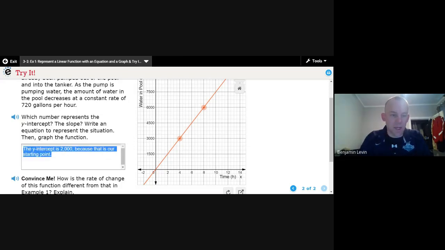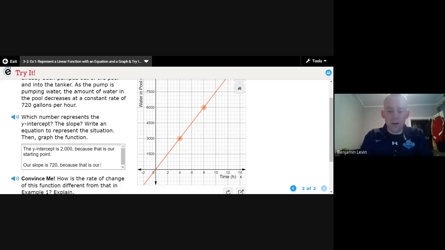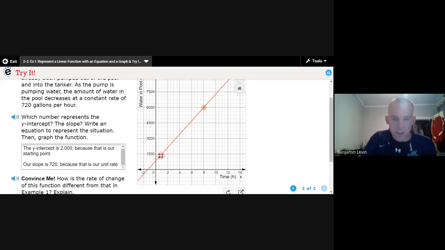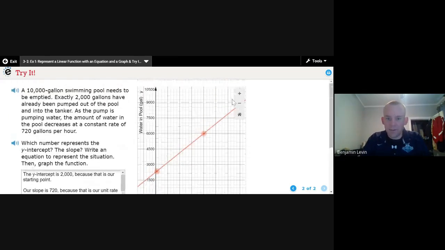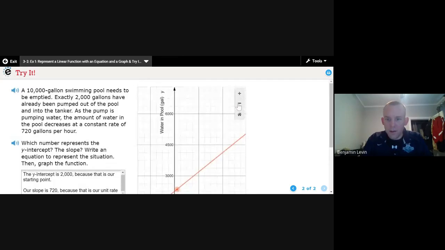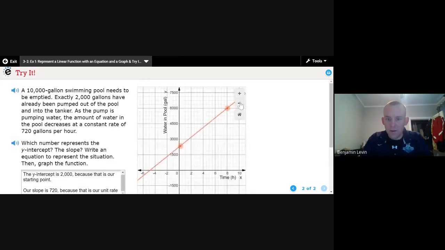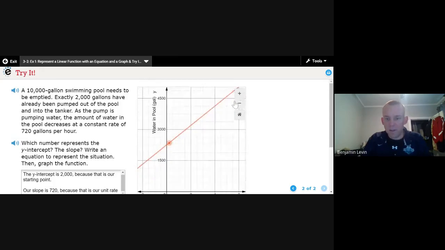Right, our y-intercept is 2,000 because that was our starting point. Our slope is 720 because that is our unit rate. Right? Like that, so it stays in one line. So we need to graph this. Let's graph this first point. We need to go to about 2,000 here. This is 1,500. Well, let's see if I can manipulate this graph somehow. It doesn't really have 2,000 labeled.